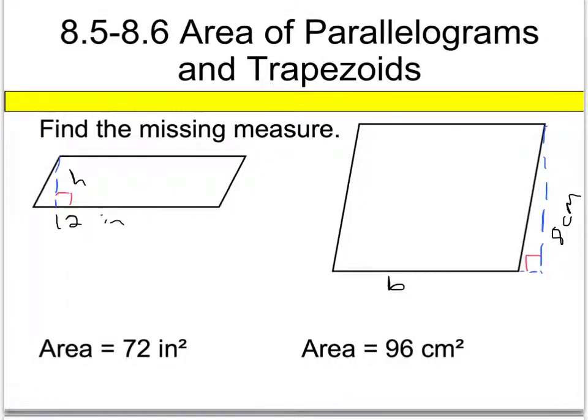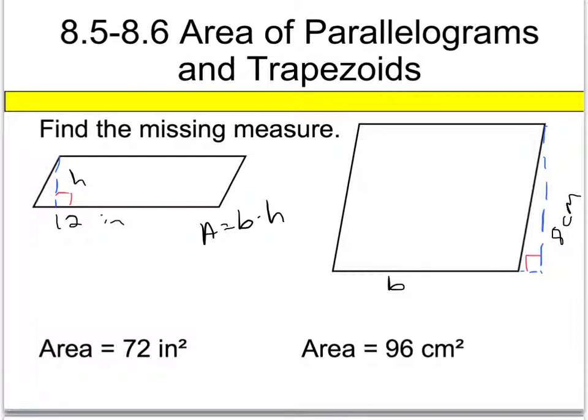Okay, this idea, find the missing measure, sorry about that. So plug these in, again using that same formula of area equals base times height. Okay, solve for that missing variable. Give it a shot, pause now, try to answer.